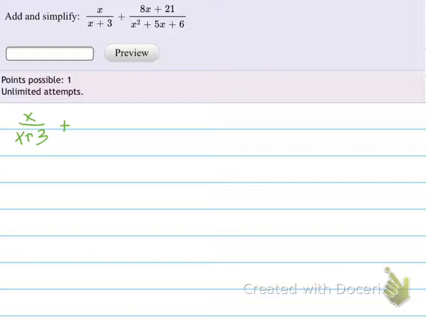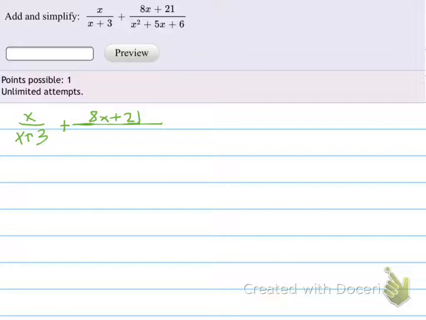In the numerator, we have 8x plus 21. That does not factor. So because it doesn't factor, we're just going to leave it the way it is. We can tell it doesn't factor because there's no number that goes into both 8 and 21.